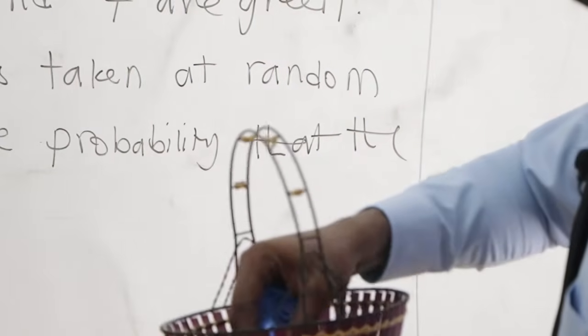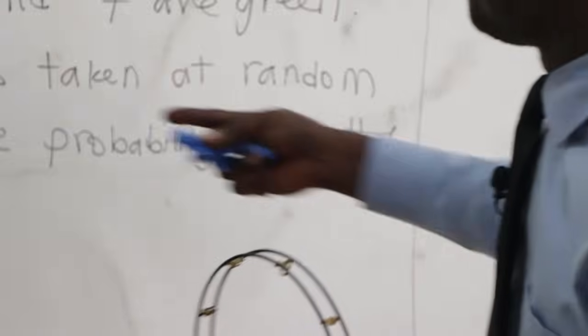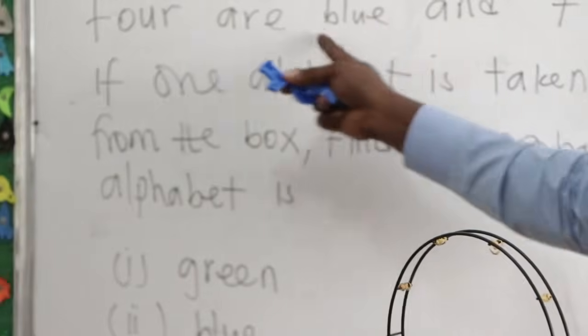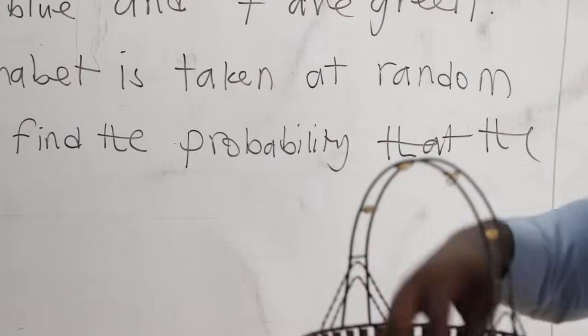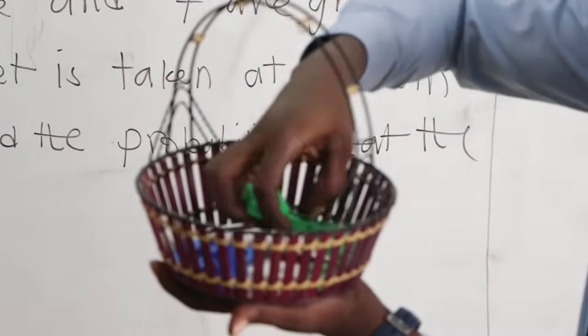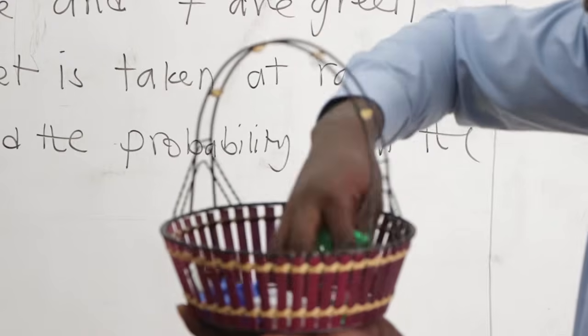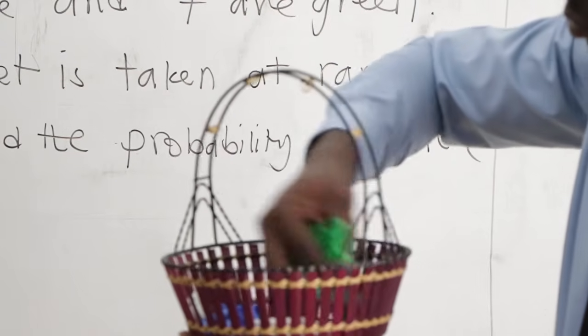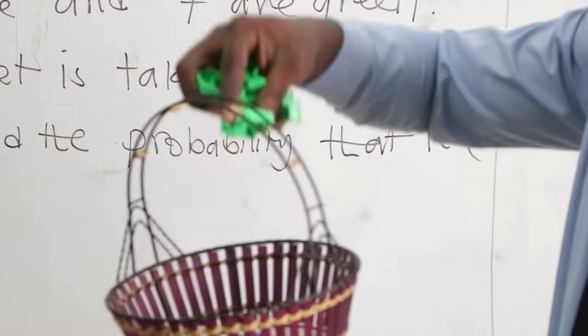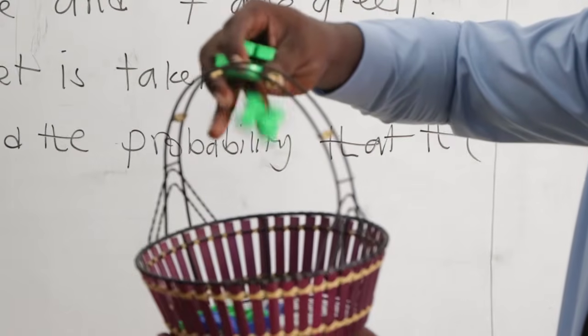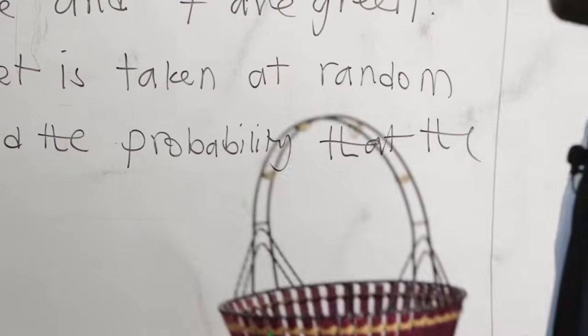And then what again? Blue. How many blues do we have? Blue, we have 4. 1, 2, 3, 4. And then the greens are 7. Let's see the number of alphabets that we have over there. 7. So 7 of them. The greens are 7. 1, 2, 3, 4, 5, 6, 7.